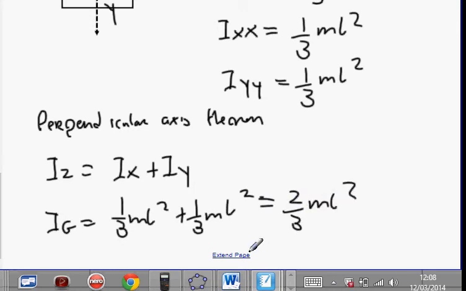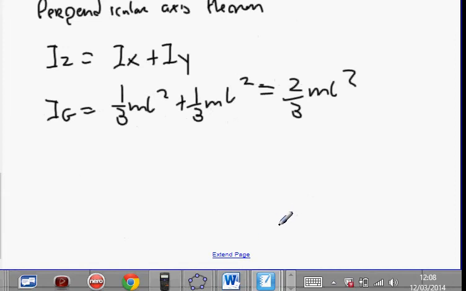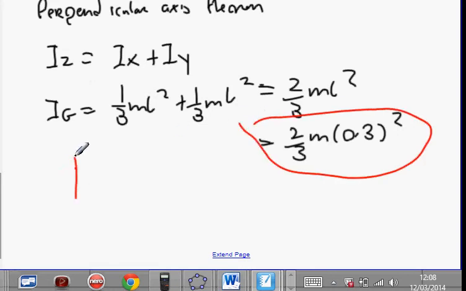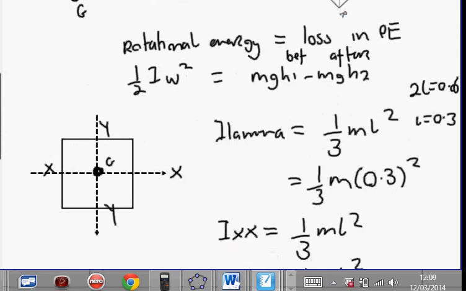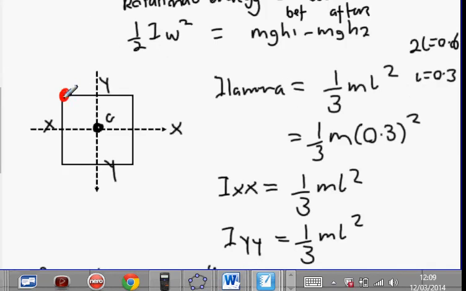Okay? Now that that's done, it's going to be 2/3 m times 0.3 squared. Now, that's its inertia. This part here is its inertia when it's rotating around its own centre. We're not rotating around the centre. Where are we rotating? We're rotating it around the corner P. This is where we're rotating around.